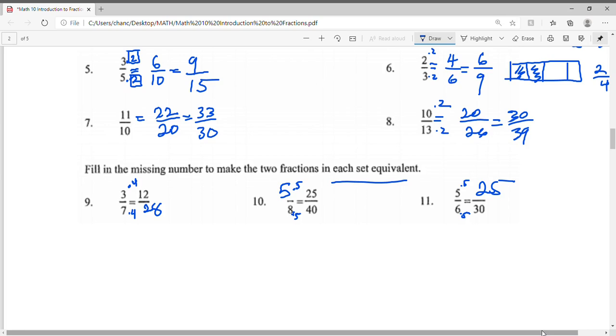So we're using the same strategy as the previous problem. We're multiplying by a number that's equal to 1. A very important concept, especially for students just getting into fractions.